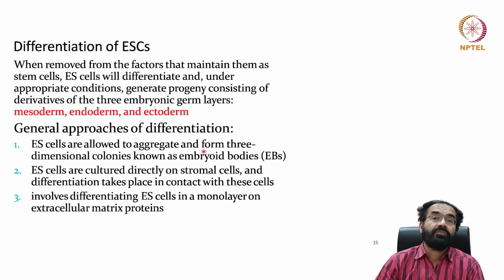General approaches of differentiation. ES cells, that is embryonic stem cells, in short form called ES cells, are allowed to aggregate and form 3-dimensional colonies known as embryoid bodies.